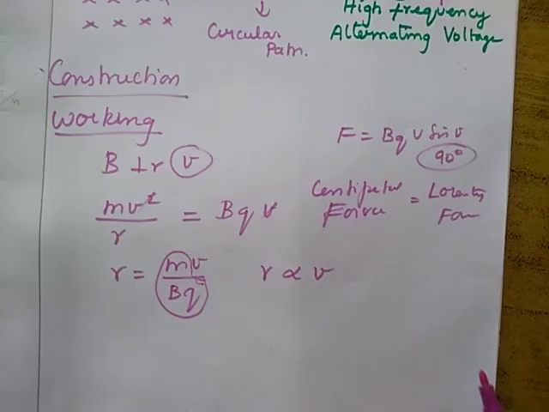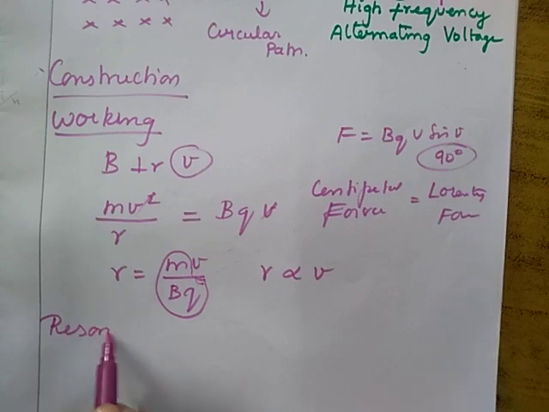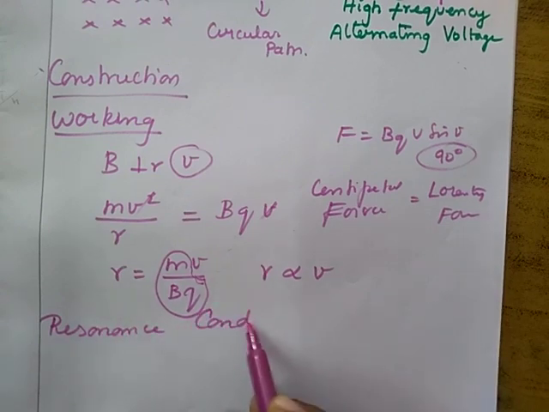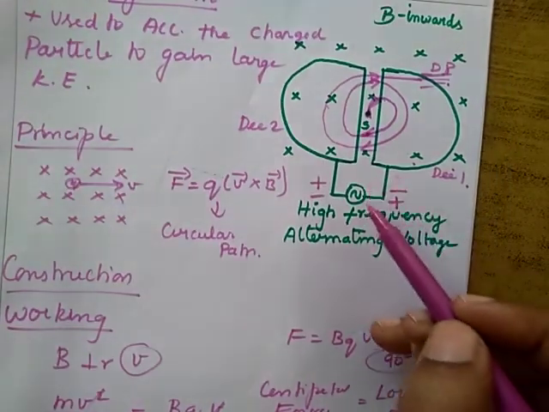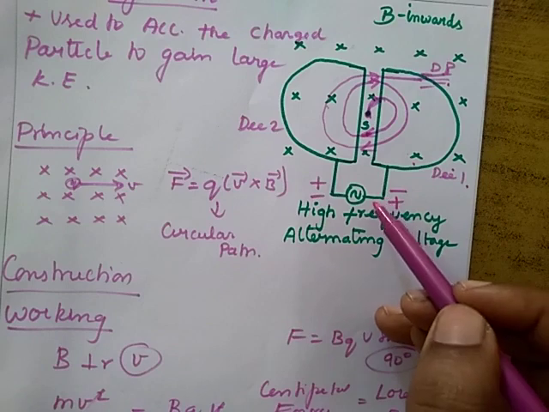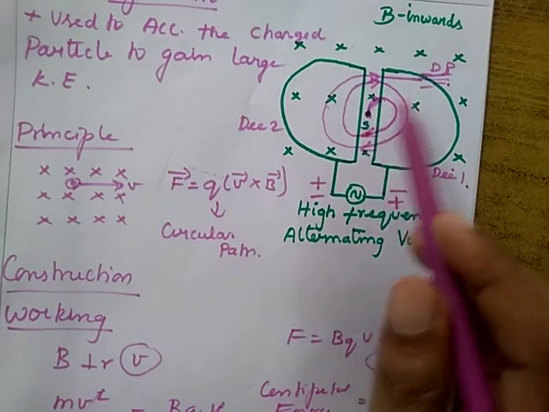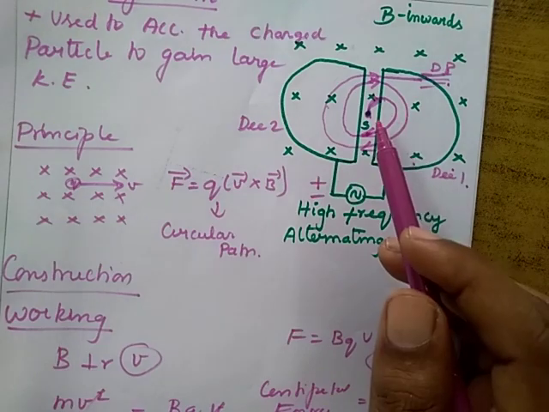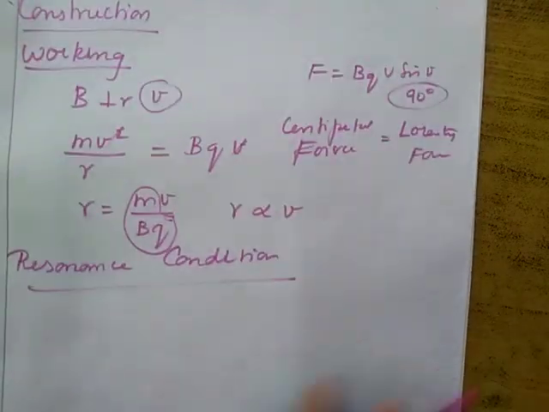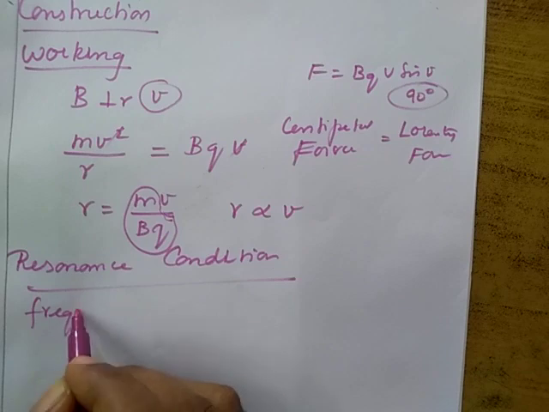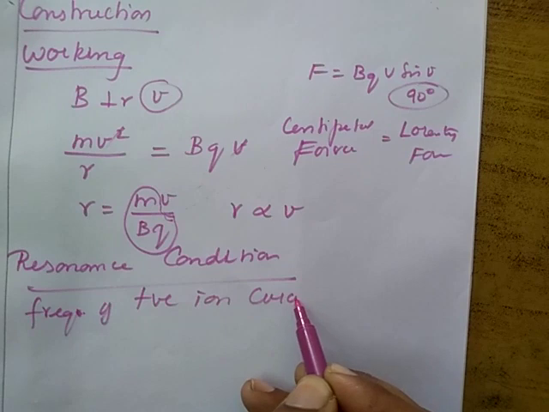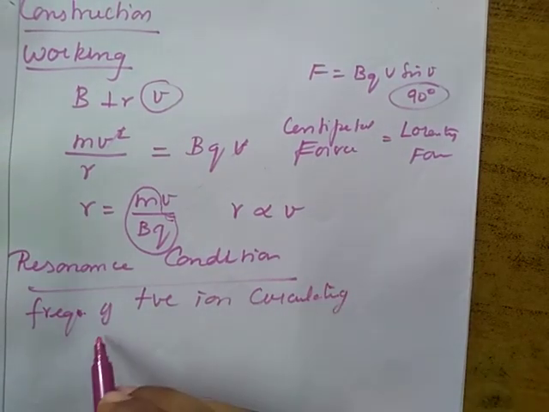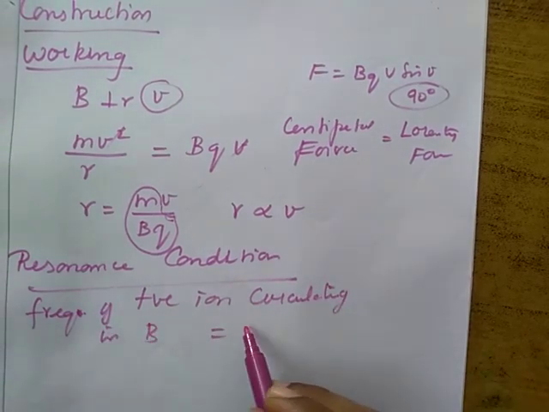Let me see one more important condition, that is the resonance condition. Here we are applying some frequency. That frequency is equal to the frequency of the positive ion circulating in that magnetic field. That is known as resonance. If the frequency of the positive ion circulating in the magnetic field is equal to the oscillating frequency.